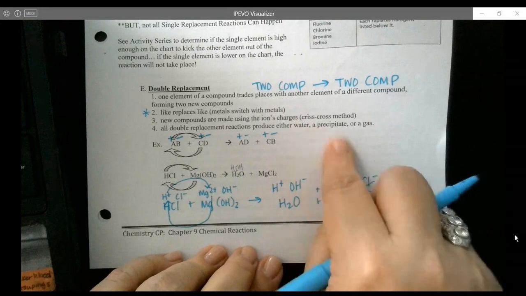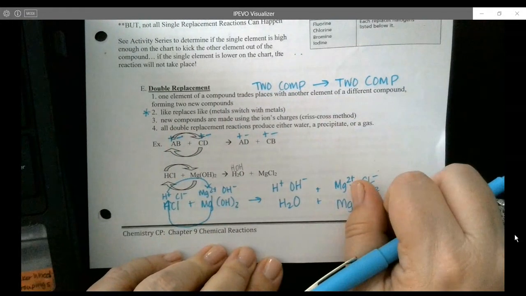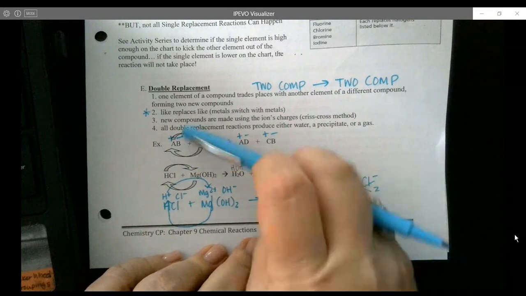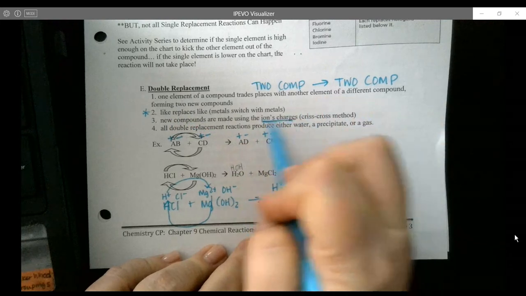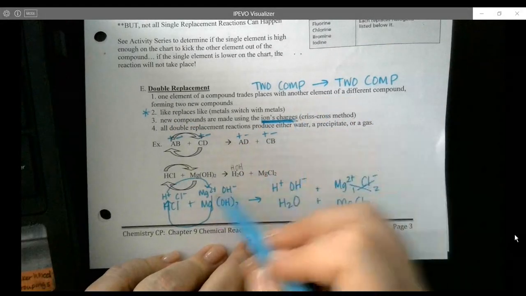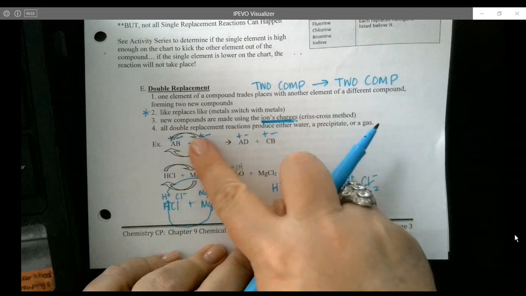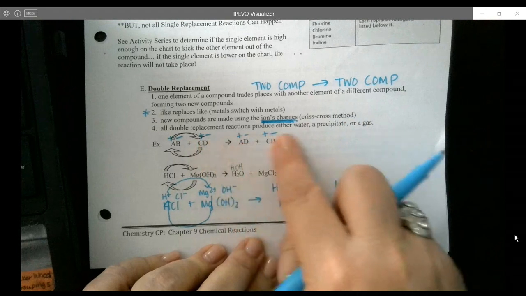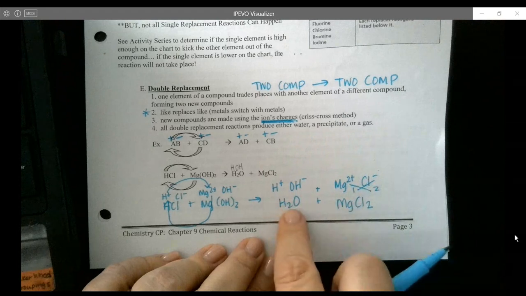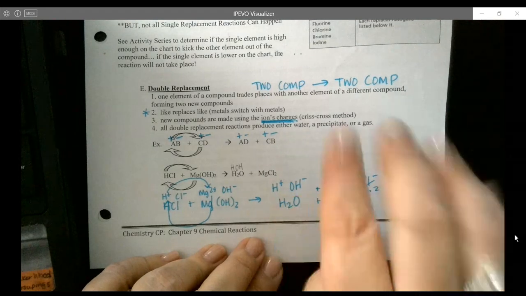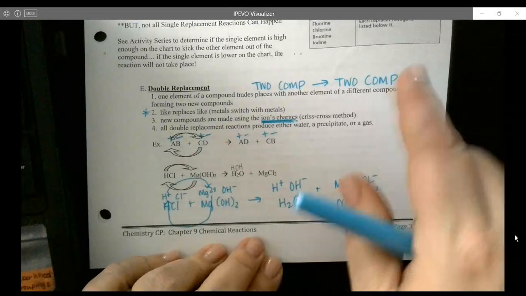For the most part, we're just going to assume that all of our double replacements happen. We are not going to use an activity series with them for our purposes. But your new compounds are made using the ions' charges. Look up those charges. Carry them over to the other side. Remember crisscross method. And all double replacement reactions are going to produce either water, a precipitate, or a gas. So they're either going to make water, they're going to make a precipitate that's going to fall to the bottom of the container, or they're going to create gases that are going to bubble right up to the top.